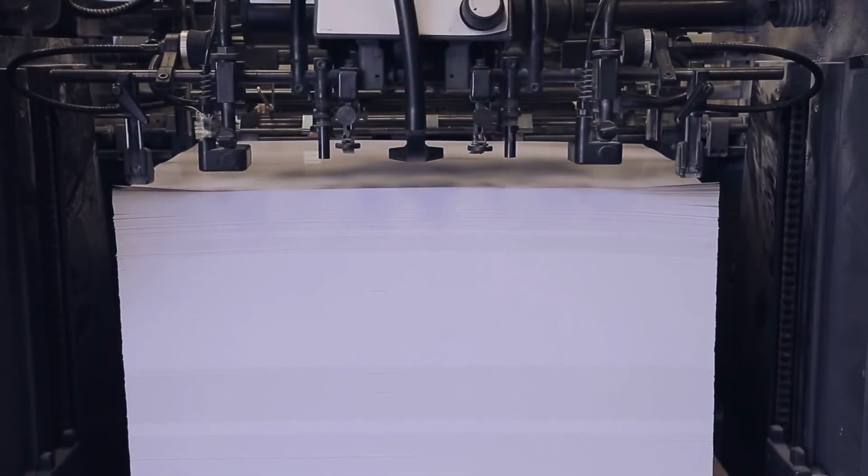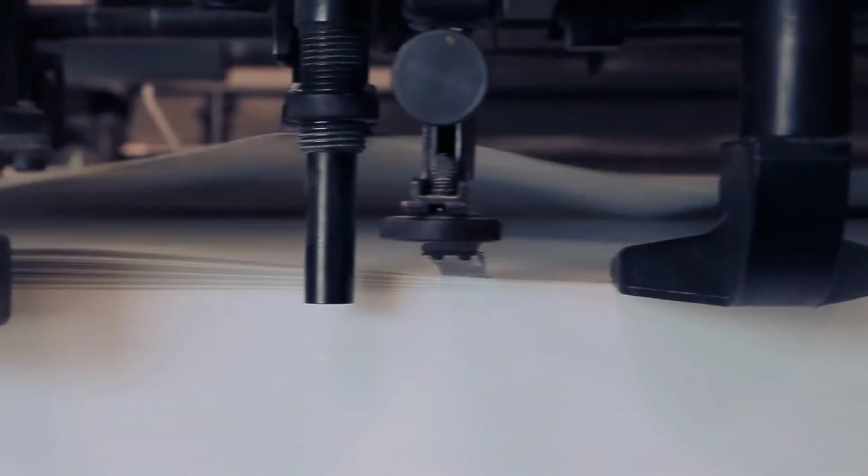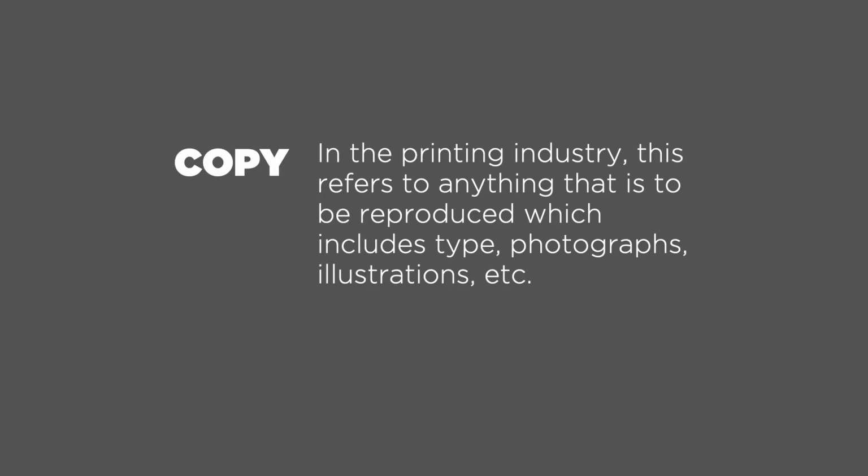The materials that commercial presses print fall into two basic categories: line art or copy, and continuous tone copy. In the printing industry, copy refers to anything that has to be reproduced. Although in the layman's world, copy exclusively means text, it actually means type, photographs, illustrations, etc.